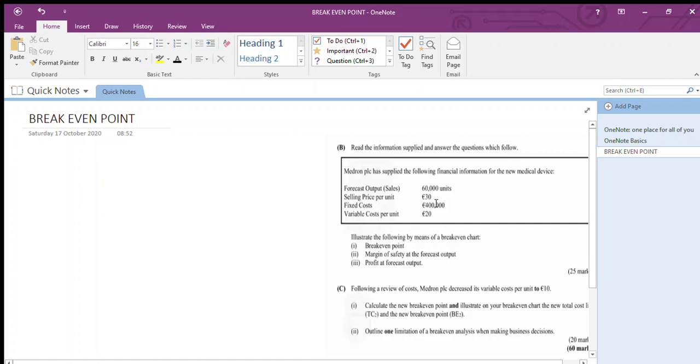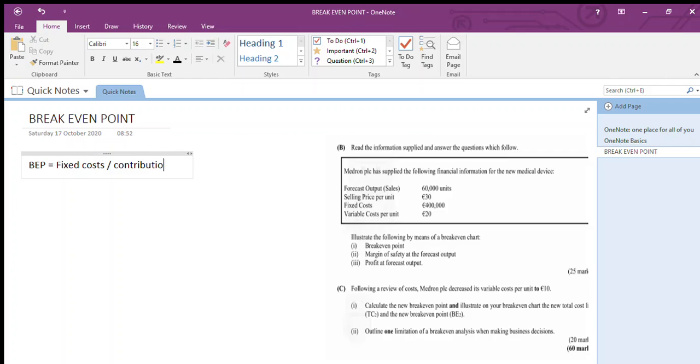the bottom. So, first thing before we even draw the break-even chart, the first thing we have to do is to find out all this information. So the first thing he asks us to find is the break-even point. I'm just going to write BEP, break-even point is my fixed costs divided by my contribution per unit.